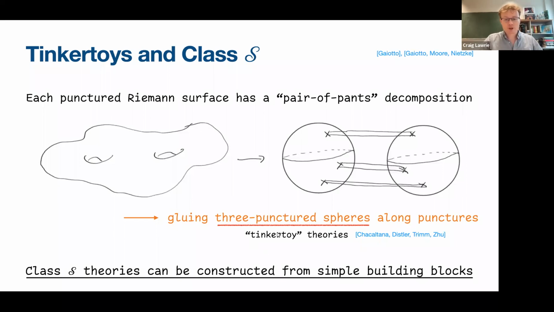These 3-punctured sphere theories go under the moniker of the Tinker Toy theories, and they have been studied in great detail over the last 10 or so years. So the point to make here is that class S theories can be constructed from relatively simple building blocks, those being the 3-punctured spheres.